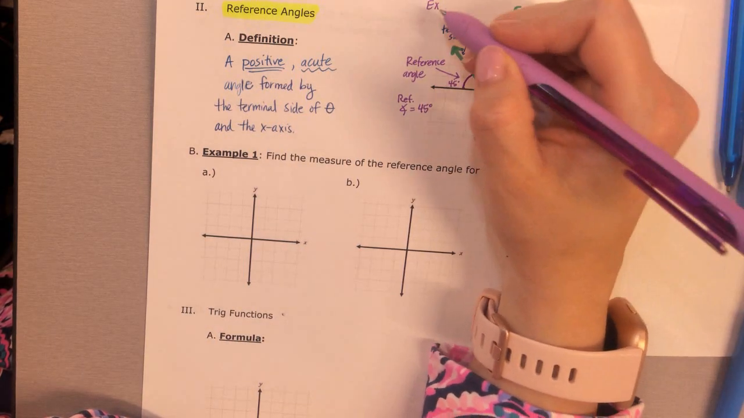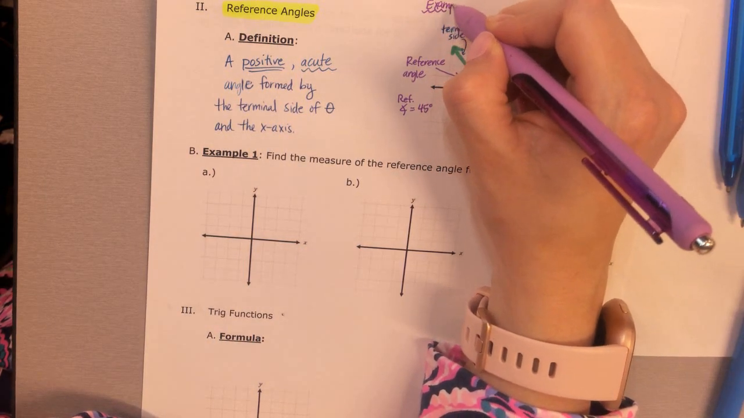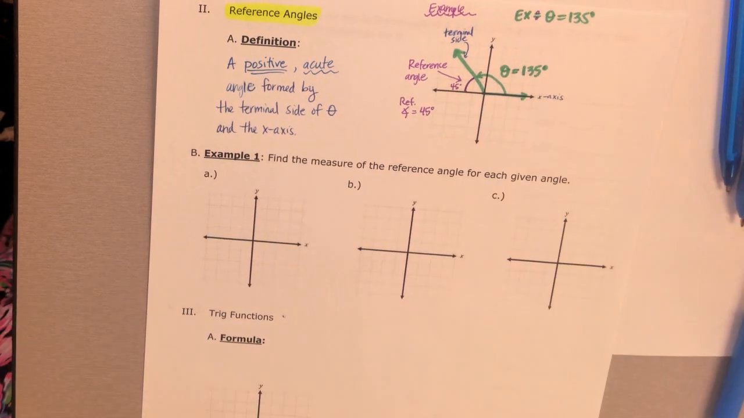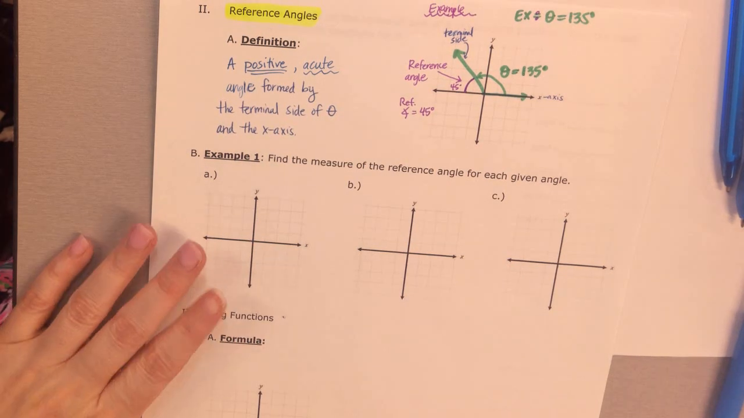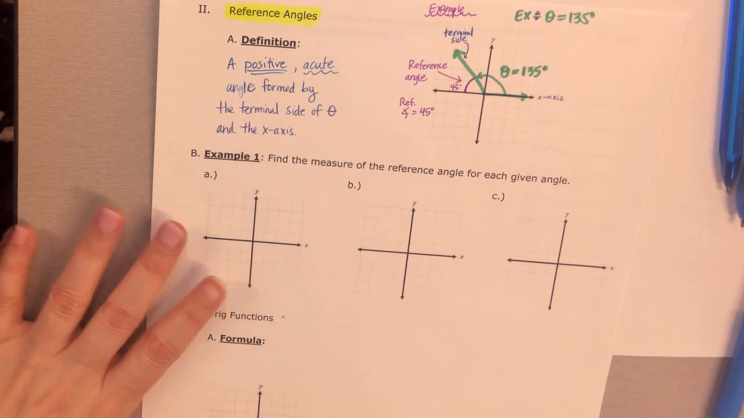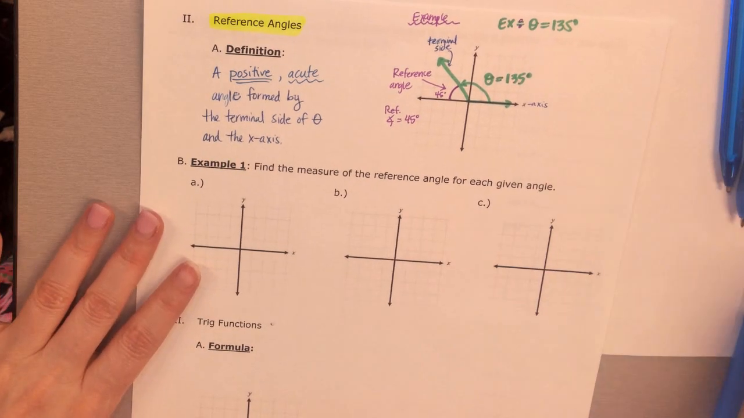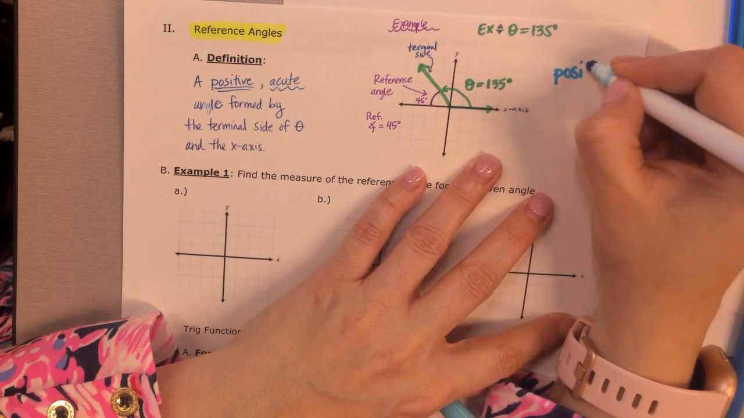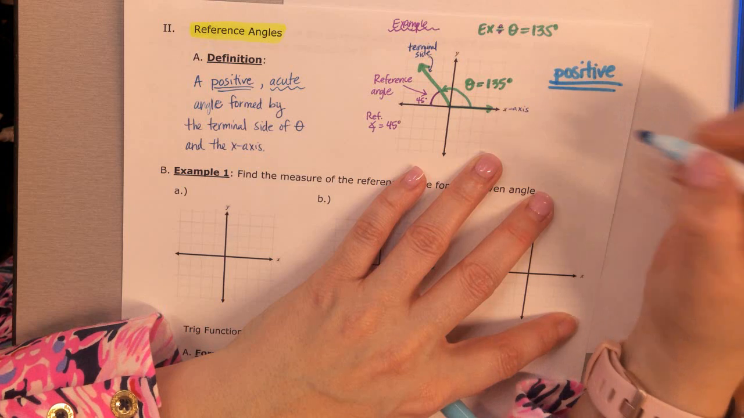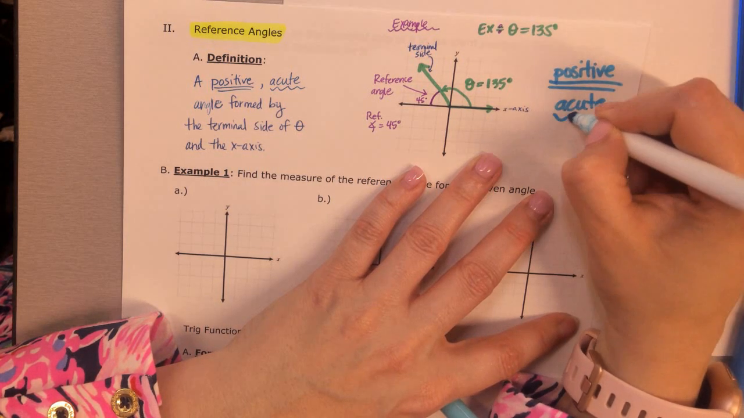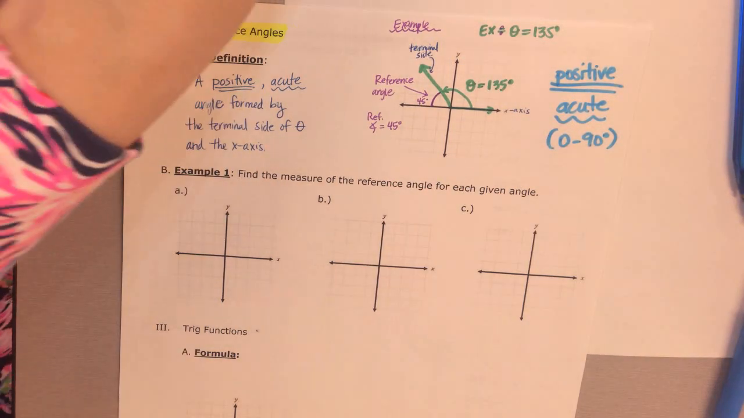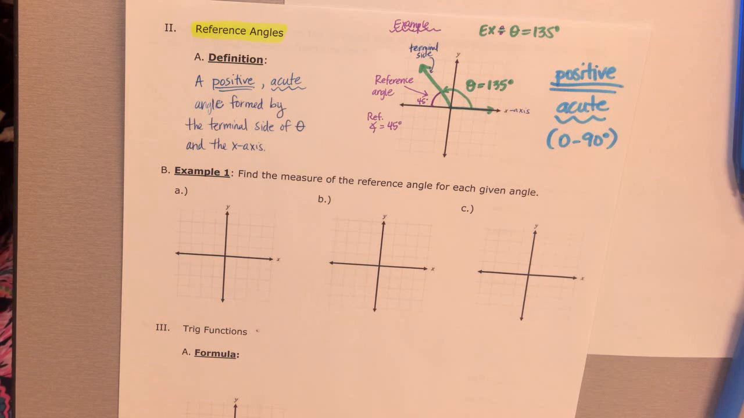Just make sure you label this as your example, because it's going to change depending on where it is. The main things you want to make sure with your reference angle is that it is positive. It'll never be negative. The other thing is that it's acute, which means it's between 0 and 90. In rare cases, your reference angle will be exactly 90. In most cases, it'll be between 0 and 90.